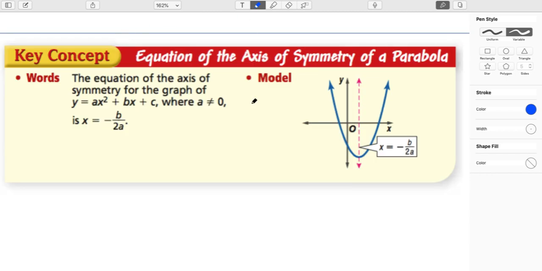One thing we talked about was the idea of an axis of symmetry, but how do you find it? So what this key concept is showing us is that if you have an equation in the form y equals ax squared plus bx plus c, then the axis of symmetry would be x equals -b over 2a. I want you to put this in your notes. I want you to hold on to that information, okay? All right, let's see if we can apply that to some of the problems coming up.